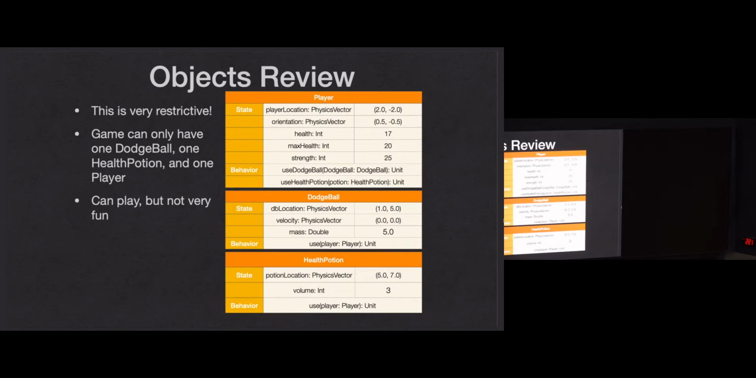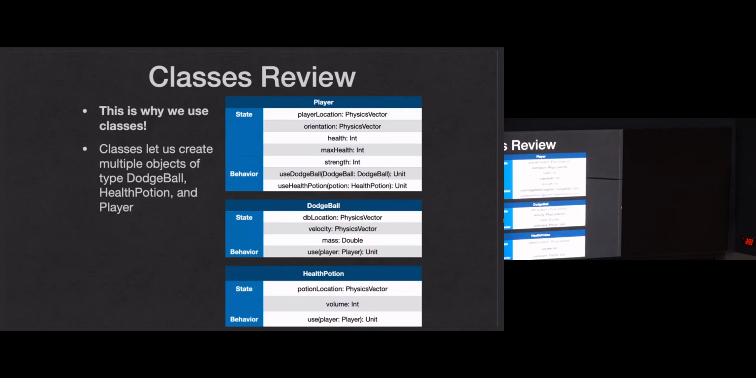This game's only fun as a multiplayer game, and I'd want multiple dodgeballs, I want multiple health potions, and that's why we use classes. So we're going to define these as classes so we can create many objects of these types. I want a player type, a dodgeball type, a health potion type, and then I want to create many, many objects of those types. So I can have a multiplayer game, multiple dodgeballs, multiple health potions, make it at least a game. Like, you might argue that it's still a boring game. That's fine, but it's going to be a game at least. It's not going to be one player, you know, singletons.